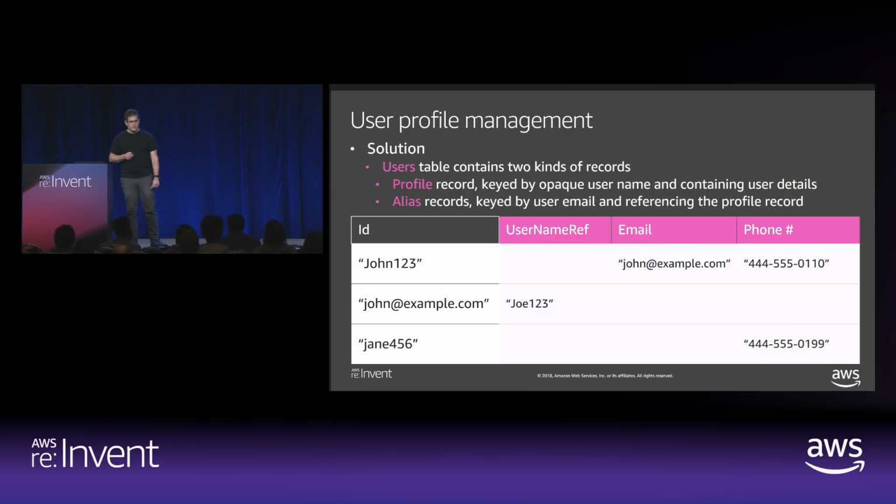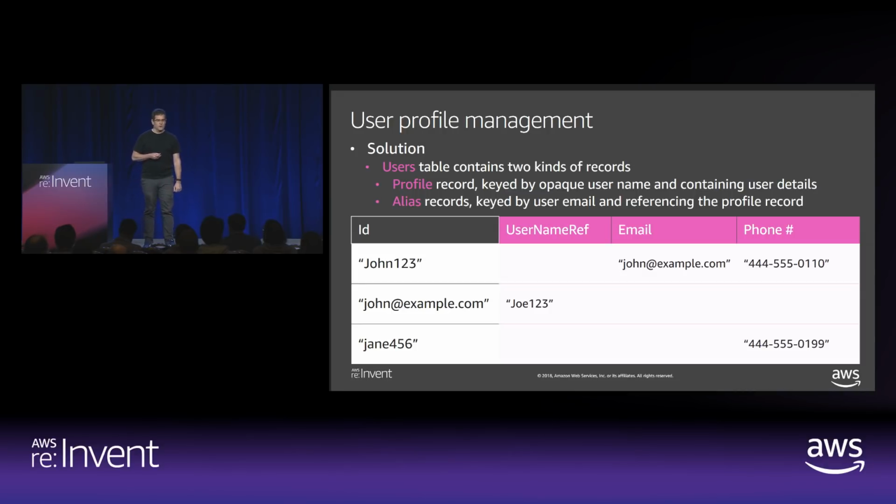So here's an example of some items in that users table. The first and third items in the table are profile records. They are the master records for two users, John and Jane, and they contain all of the information about them: phone number, email, any other preferences. And then the second row is an alias that we add that is indexed by the email and points, using the username ref attribute, to the master profile record for John123.